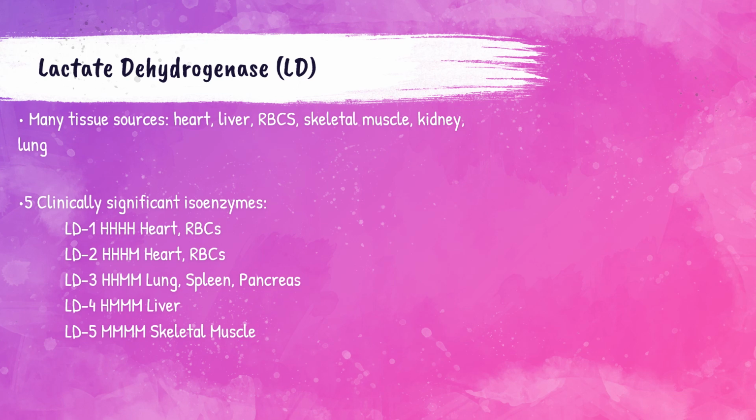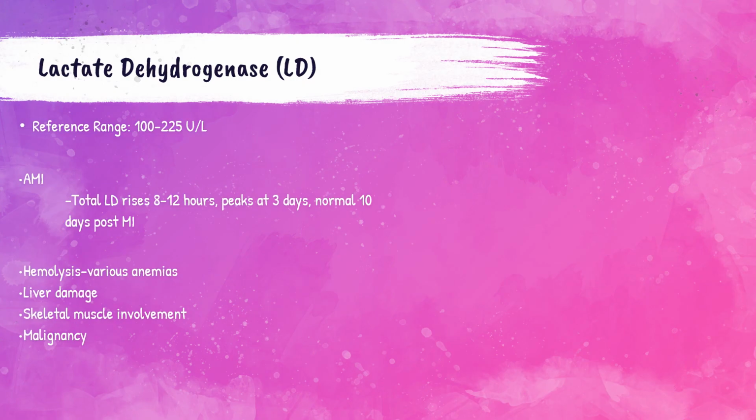So like with CK isoenzymes, the isoenzymes of LD are not commonly performed at a regular hospital laboratory. So hospital laboratories will likely only run total LD tests, and if the physician wants a specific isoenzyme tested, these will be sent out to a reference laboratory to be performed. The normal reference range for LD is 100 to 225 units per liter.